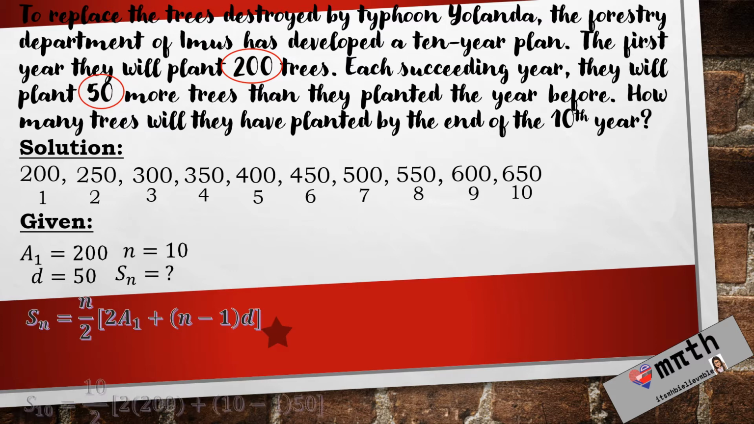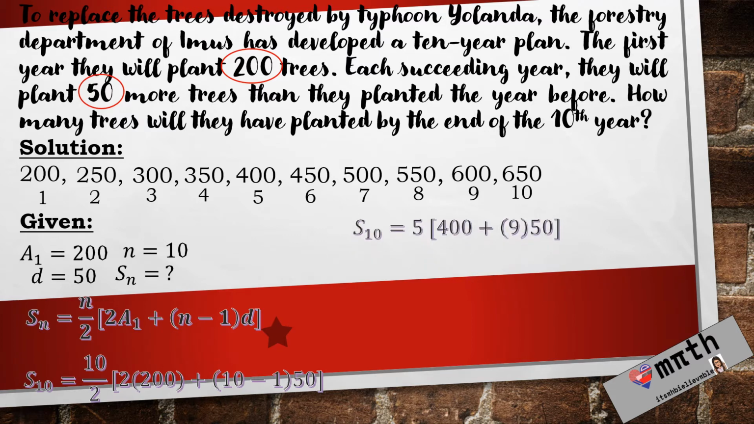And as we substitute the given values, that would be s sub 10 is equal to 10 over 2 times 2 times 200 plus 10 minus 1 multiplied by 50. From there, we can simplify already. 10 divided by 2, that will be 5. Then 10 minus 1 is 9. So, this will be the answer.